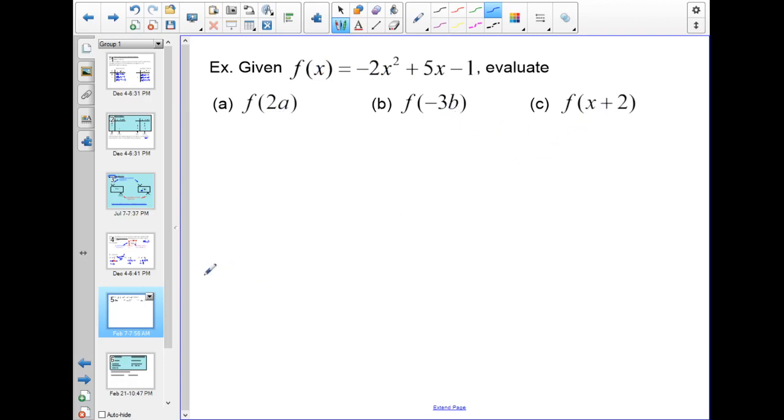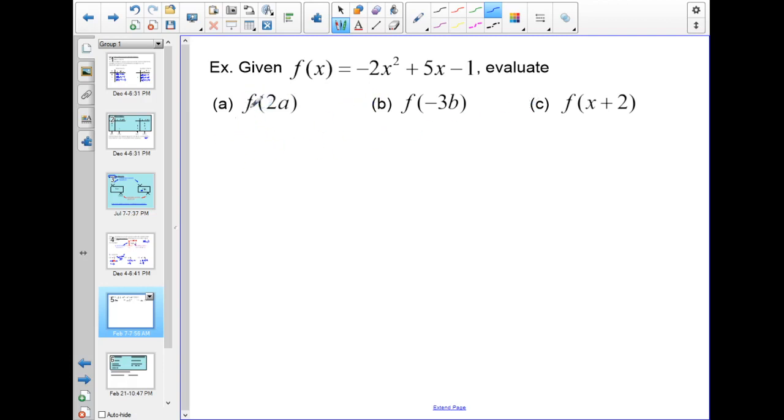What we did before still applies. Wherever you see an x, you're going to replace it with whatever the new input is. So pause this, give this a try on your own, and then I'm going to go ahead and work through it. I'm going to probably need a little bit more room than I have here, so I might have to spread out.